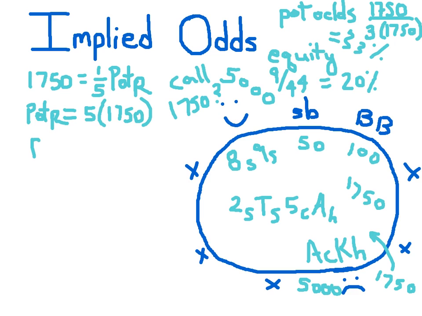The pot on the turn after we call is 3 times 1750.